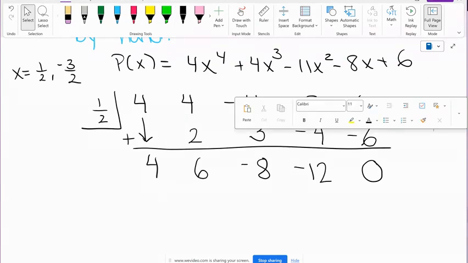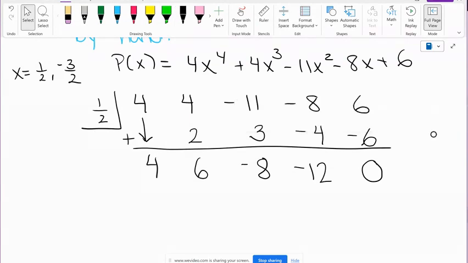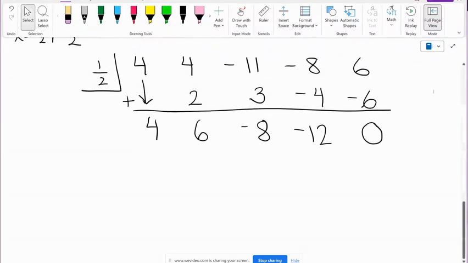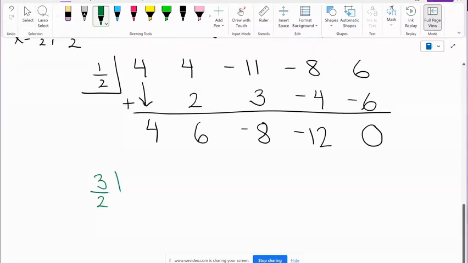So now, this would have brought me down to a degree of what? 3. I need it down to a degree of what? 2. So now I'm going to take that other root we found and use synthetic substitution there. So now in my box, I'm going to write 3/2, and we have 4, 6, negative 8, negative 12.